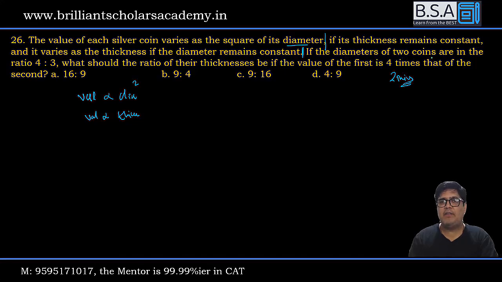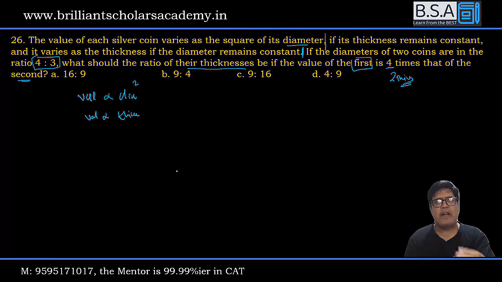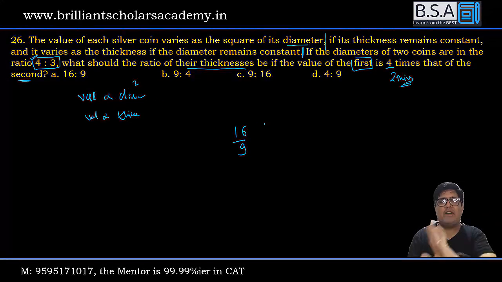If the diameters of the two coins are in the ratio of 4/3, what should be the ratio of their thicknesses if the value of the first coin is 4 times the second? In this case, don't write value 1, value 2, diameter 1, don't do that. What is 4/3? Diameter ratio, and value depends upon the square of diameter. So simply square this, 16/9. You have taken the ratio of squares.